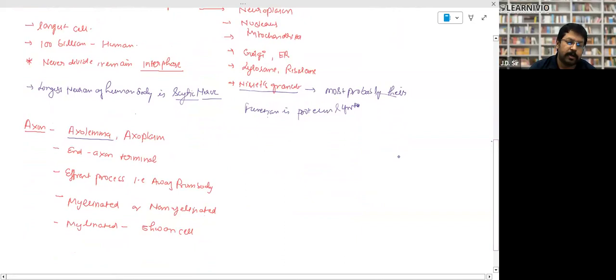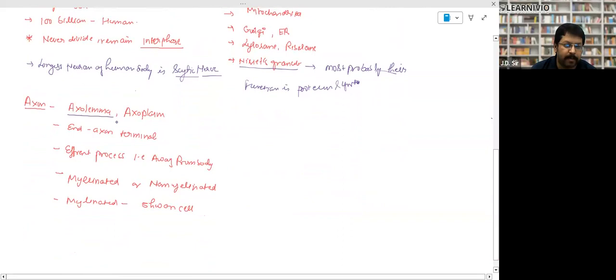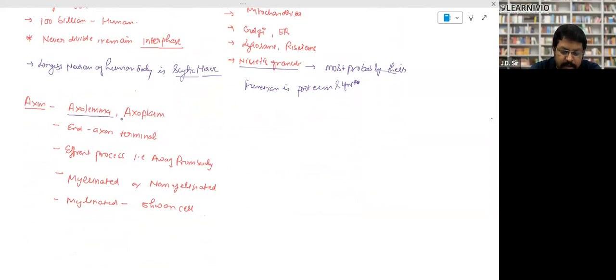And axolemma, what is the axolemma? So the axon has an axolemma. The axon is surrounded by a membrane that is called axolemma. Then there is a fluid that is called axoplasm. Then axons are efferent processes because they take away the information, right?